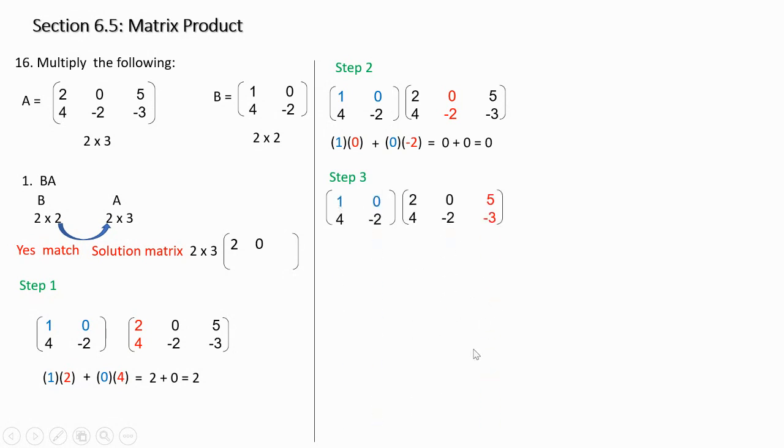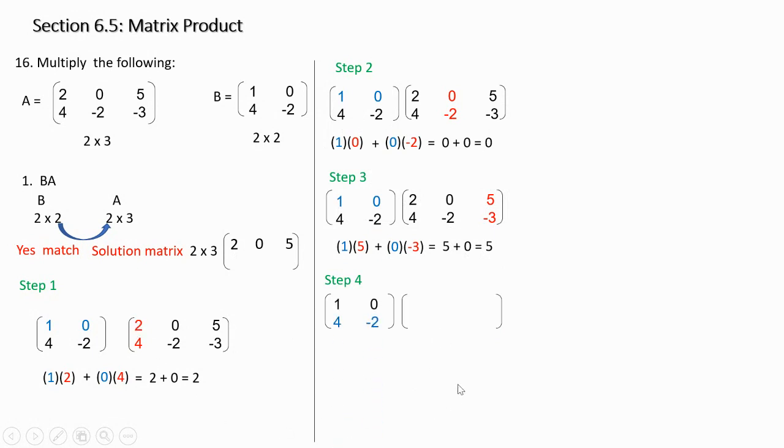I'll repeat the process. 1 times 5 is 5, right? 0 times -3 is 0. So when we add them, it's going to give us 5, so 5 goes there. If you notice, there's no more columns to go, right? So that means that now we're going to use the row 2. You see, and we're going to start the process all over again.